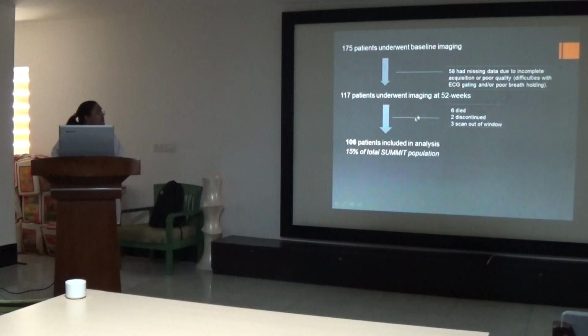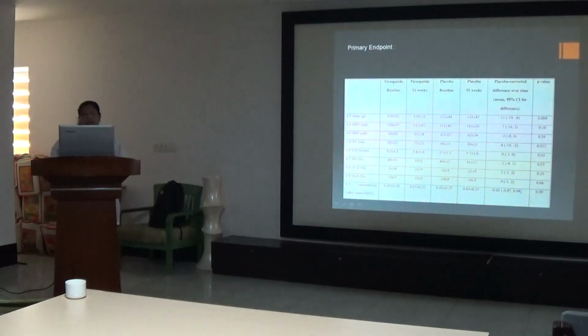175 patients were taken. Among them, 58 had missing data. So 107 patients were followed, with another loss of 11 patients. So a total of 106 patients were included in the analysis. For the primary endpoint, LV mass, the average reduction in LV mass was 11 grams.